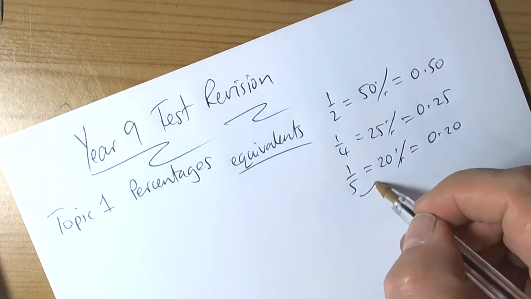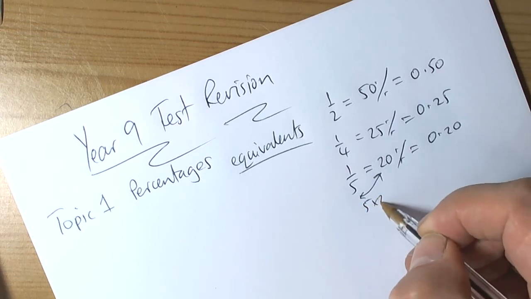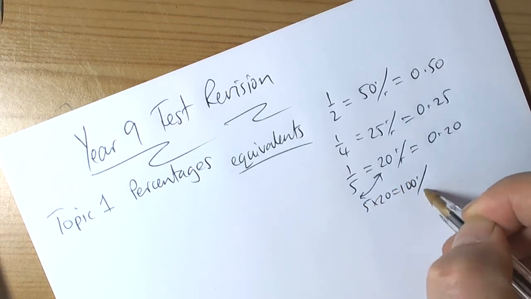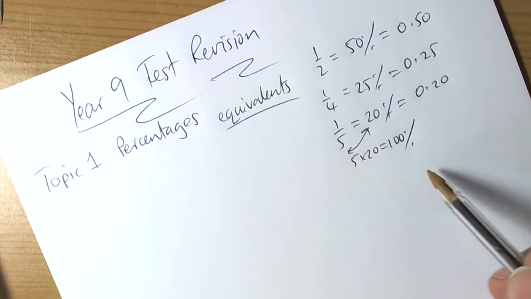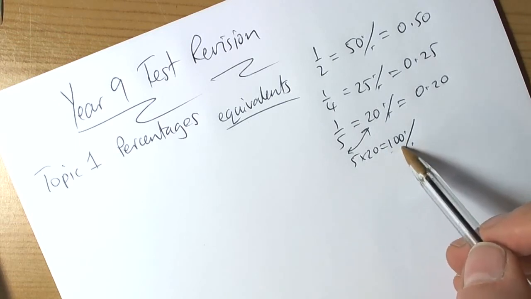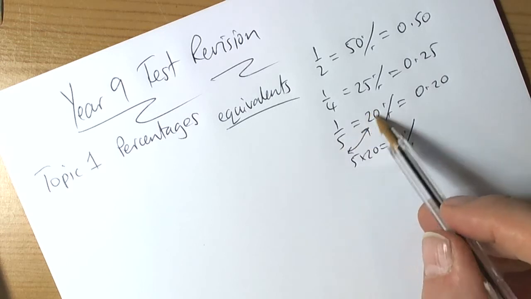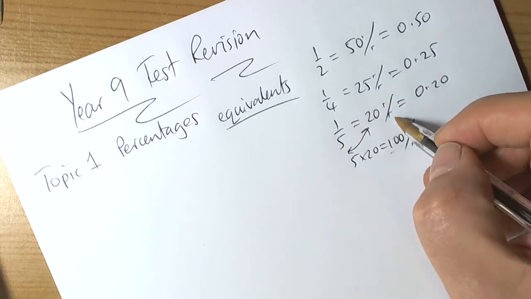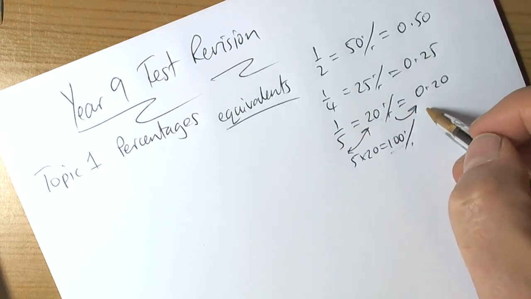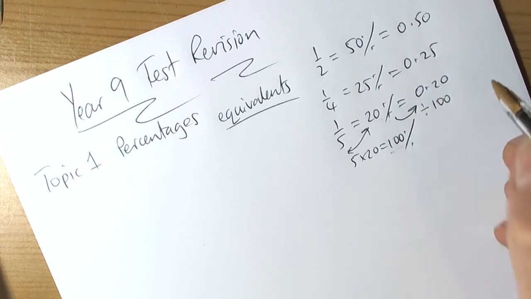Now notice the connections. 5 times 20 is 100%, the whole. So when we want a fifth of something, then we're saying how many 5s go into 100? 20. So a fifth is the same as 20%. And as a decimal, we always turn a percentage into a decimal by dividing by 100.